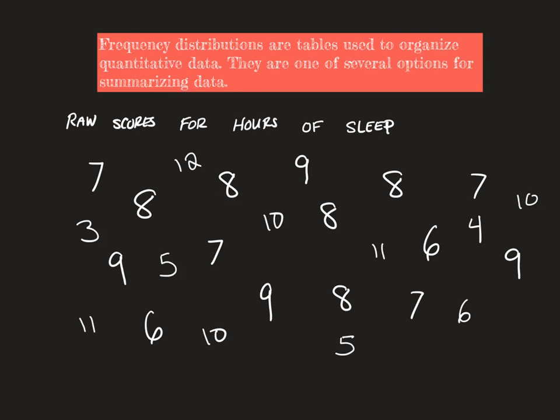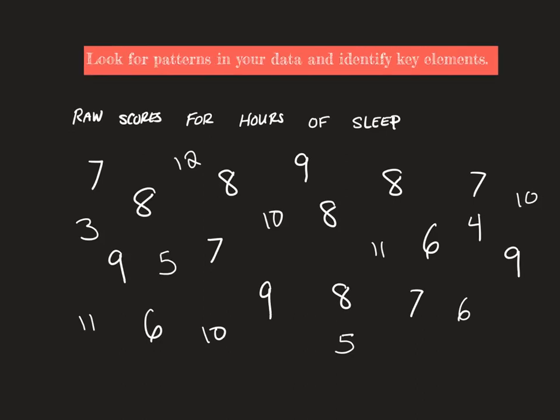Remember that raw data are data that haven't been computed or summarized or calculated in any way yet. When looking here at the array of raw data, it can be a bit confusing. It's hard to see patterns. We don't quite know what's going on. The first thing to do when you're confronted with raw data is to look for patterns in the data and identify any key elements. Pause here and take a look at these numbers. Note anything that you think might be important about this array of numbers.